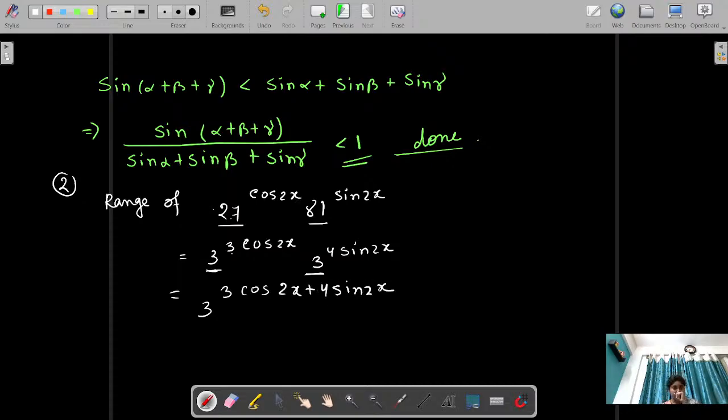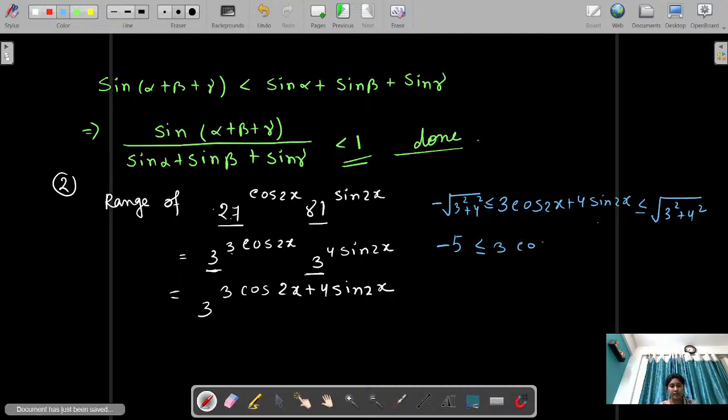So now we know that 3 cos 2x plus 4 sine 2x is always less than or equal to root under 3 squared plus 4 squared, and greater than or equal to minus that. So 3 squared plus 4 squared is root under 25, which is equal to 5. So 3 cos 2x plus 4 sine 2x is less than or equal to 5.